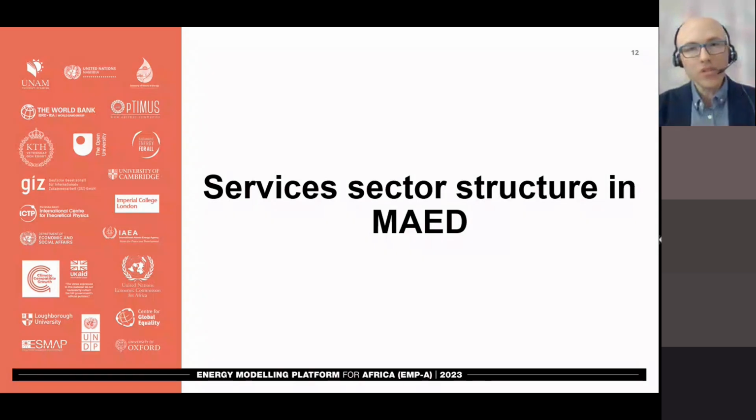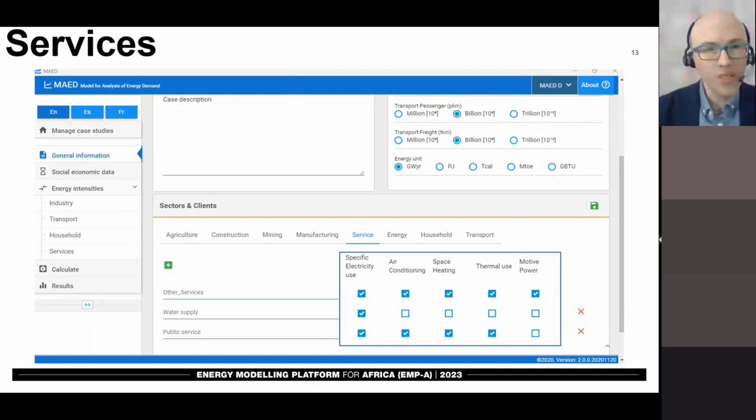Now we will see the structure of the service sector in MAED. So the structure is defined in the first sheet, which is about the general information. We will have one single subsector predefined in MAED, but the user can define different subsectors. It's according to the data available. If we have more details and we want to focus in our analysis on some subsectors, we can define subsectors in this sheet, and for each subsector we will select the energy uses that are available in this subsector.